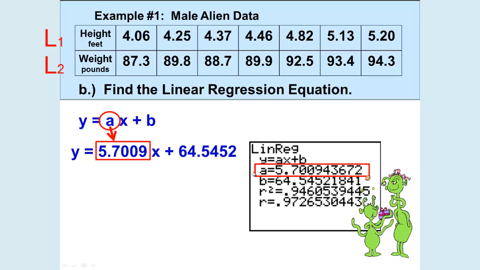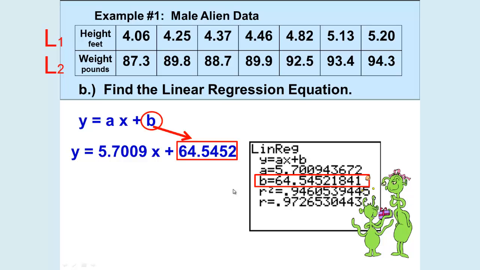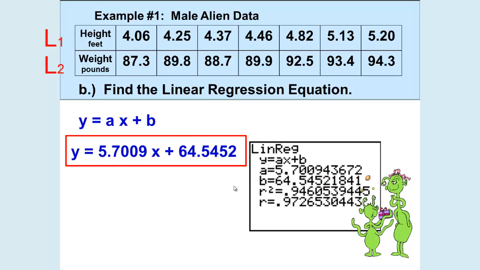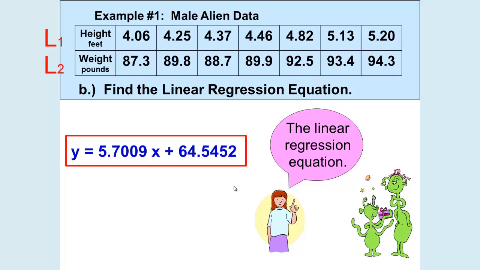Well, the a in y equals ax plus b is given, and we rounded that to 5.7009. The b is at the end, and it comes again from the screenshot at 64.5452. And we have our linear regression equation, and it is complete. Now, just remember that x represents the height and y represents the weight.